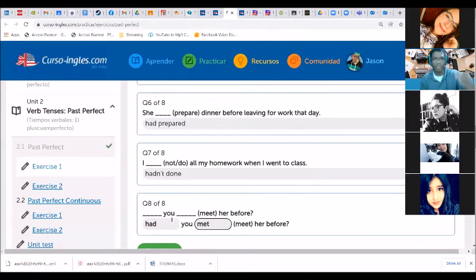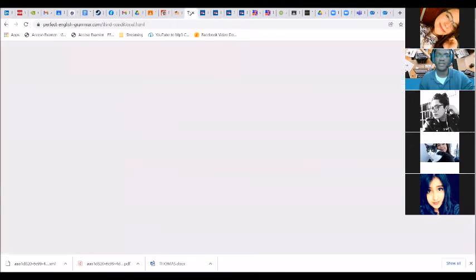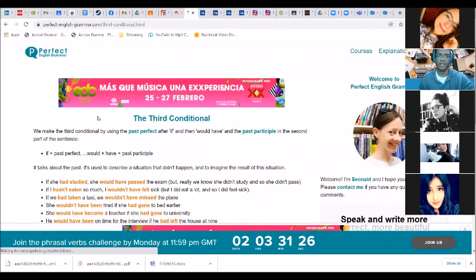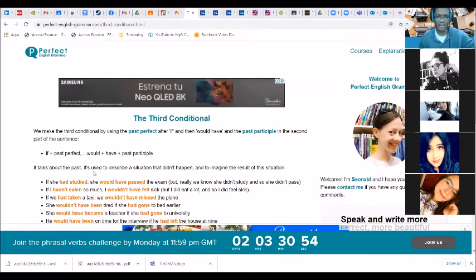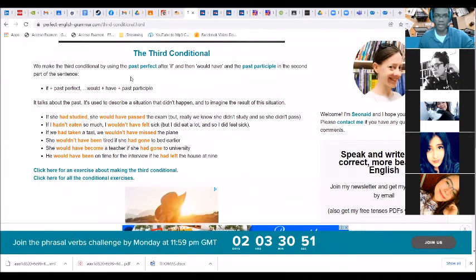Now, why is this important? Well, it takes us to the third conditional. The third conditional is an unreal conditional. It uses the past perfect to talk about events that you would change in the past. This is what we call regret. I wish I could. So if I had, this would be my result. So let's look at imaginary, unreal situations in the past. These are called the third conditional.